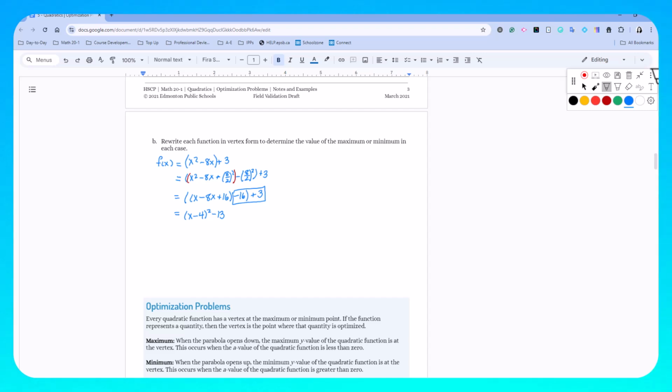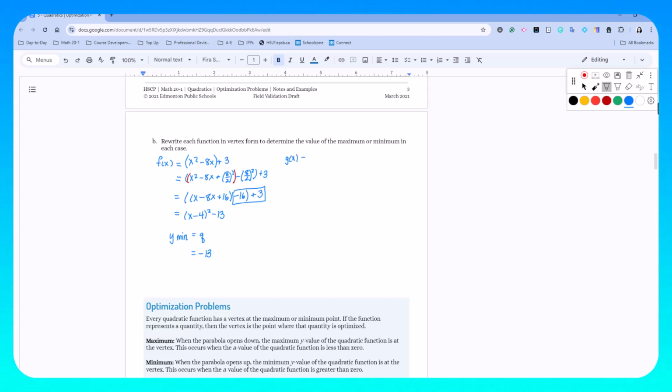So the maximum value, the maximum y value in this case, is going to be the q value. So y max equals the q, which in this case equals negative 13. And my bad, it's y min. Now let's look at g of x.